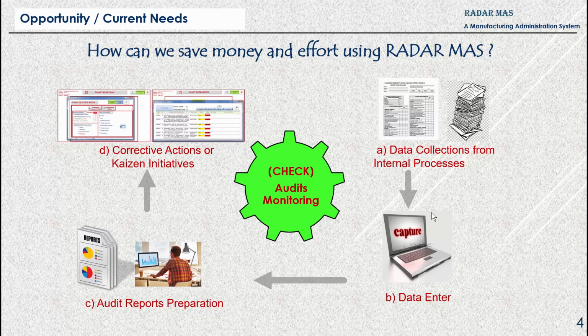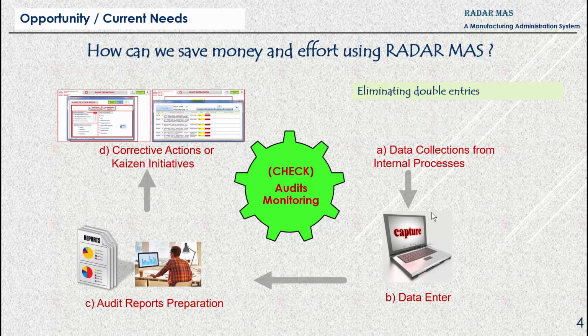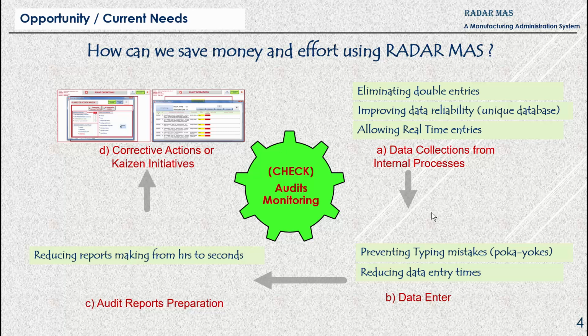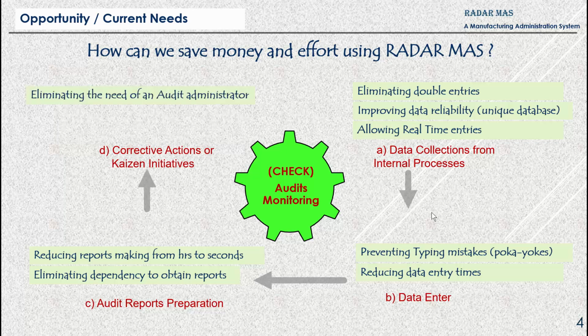How can we save money and effort using RadarMass? By eliminating double entries, improving data reliability, allowing real-time entries, preventing typing mistakes, reducing data entry times, reducing report making from hours to seconds, eliminating the dependency to obtain reports, eliminating the need for an audit administrator, turning internal audits into a way of living, and enhancing employee engagement.